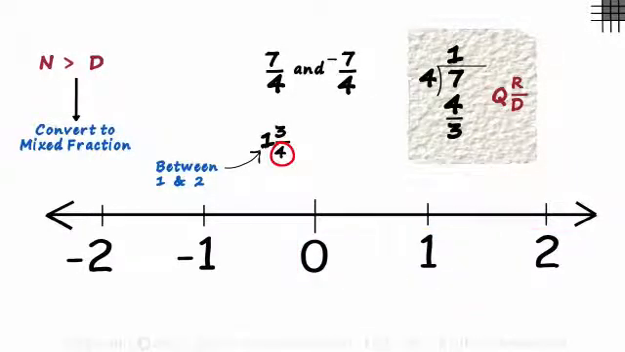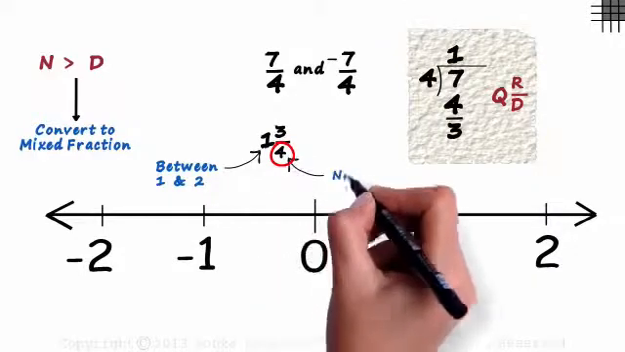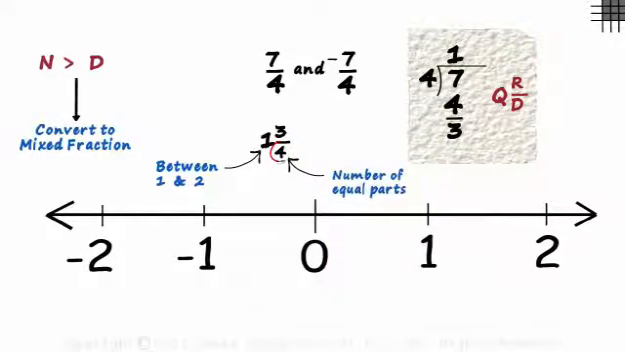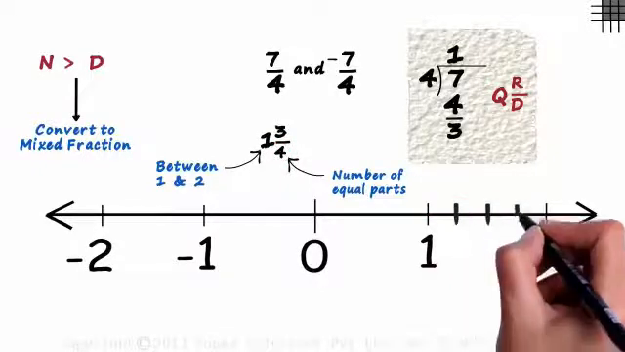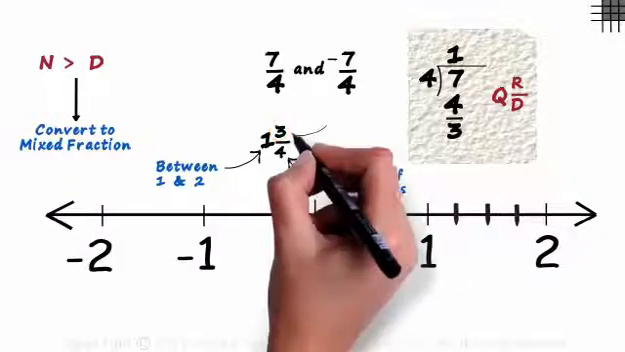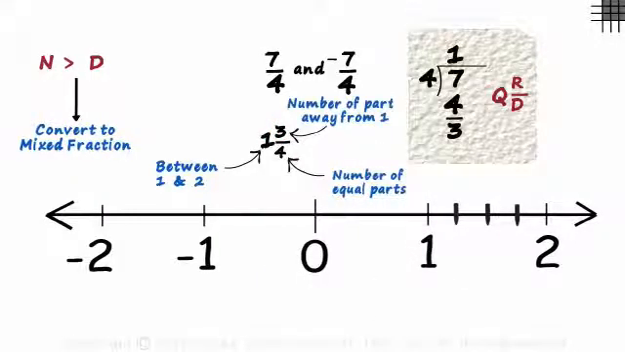The denominator of the proper fraction part tells us the number of equal parts this segment is divided into. Since it is 4, we divide this segment into 4 parts. This segment between 1 and 2 is divided into 4 equal parts. The numerator of the proper fraction tells us the number of parts from the first whole number. So it is 3 parts away from 1. So we mark 7 by 4 here.